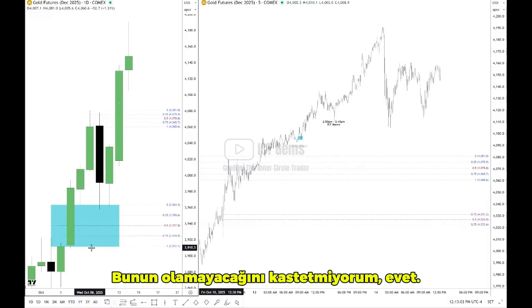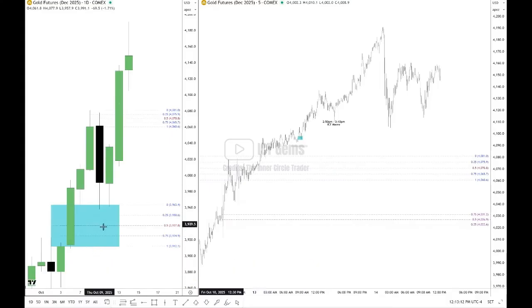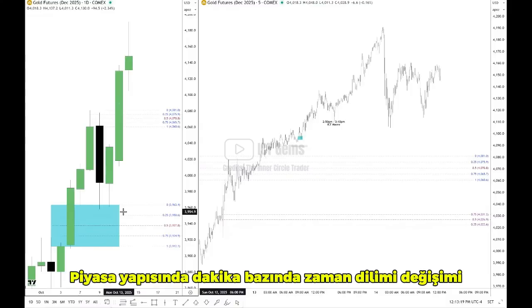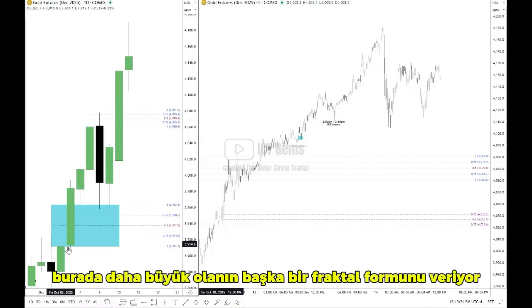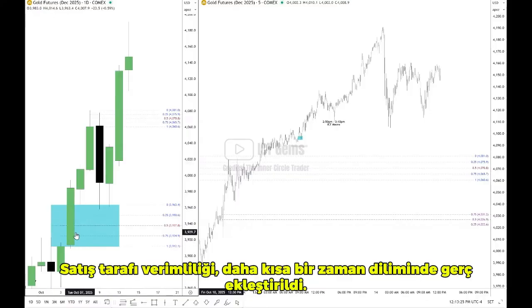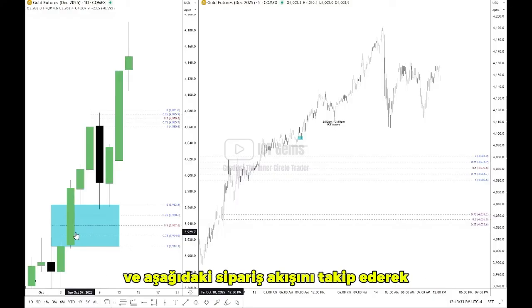I don't mean that it can't happen. Sure, it can happen, but I'm not going to enter on that basis alone. If it's going to do that, then I want to see it. Give me some more proof. Then it needs to climb to the upper half of that inefficiency. Then give me some kind of a smaller 1 minute, 5 minute time frame shift in market structure where it gives another fractal form of this bigger buy side imbalance sell side inefficiency, just done on a smaller time frame. And then if it can fail to fill in that one, then I'll start going in there and following order flow that way.